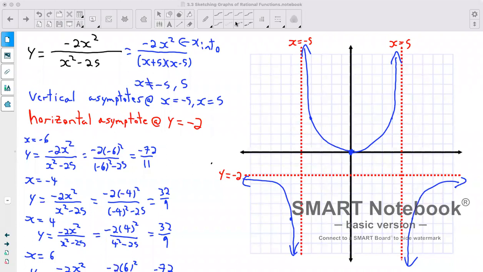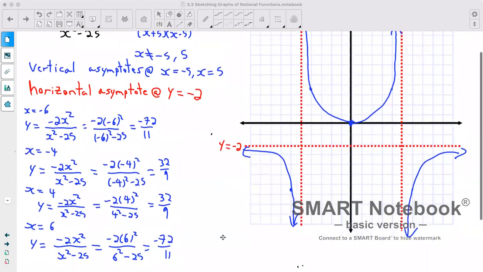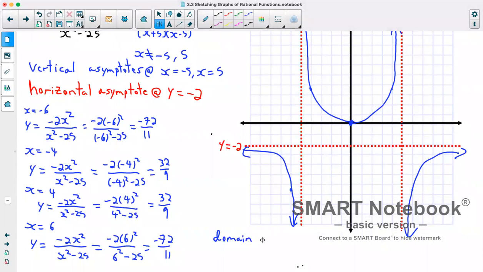So next step is stating our domain and range. For our domain, we can say x is all real numbers, except x cannot equal -5 and +5. Now our range, we can see that we get up close to -2, but never reach it. So we have y is less than -2.